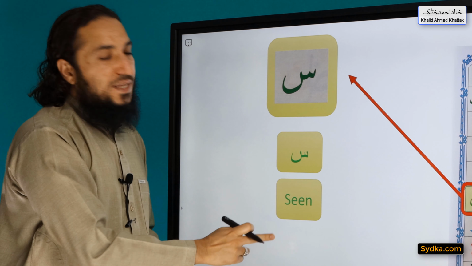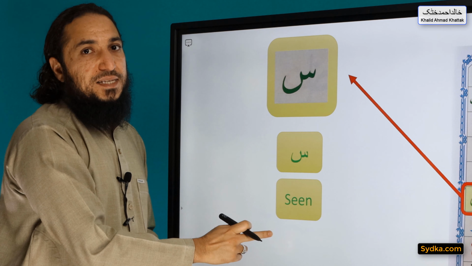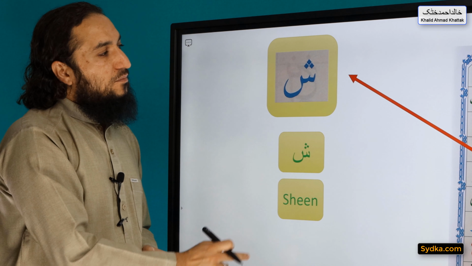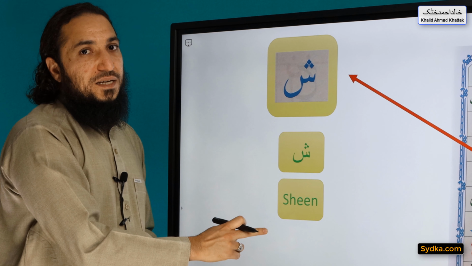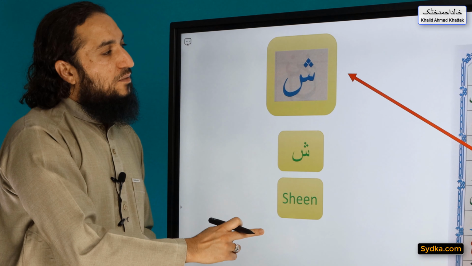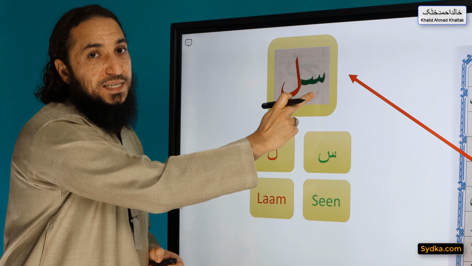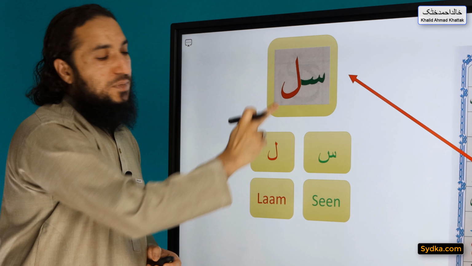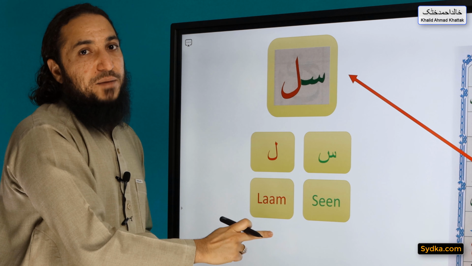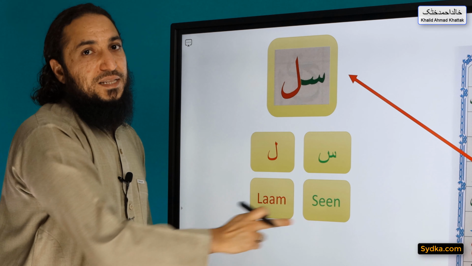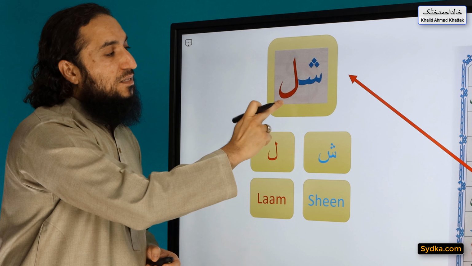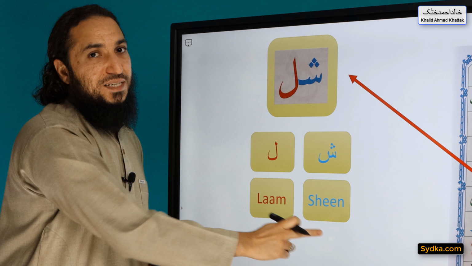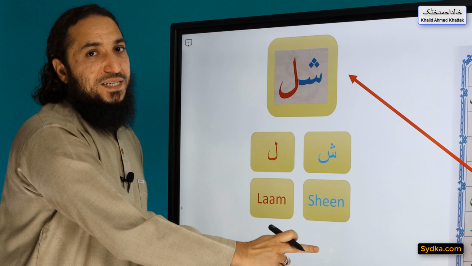Seen on its own. Seen. Sheen on its own. Sheen. The first letter is Seen, the second one is Lam. Seen Lam. The first letter is Sheen, the second one is Lam. Sheen Lam.